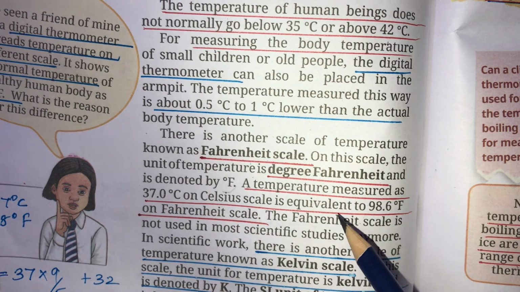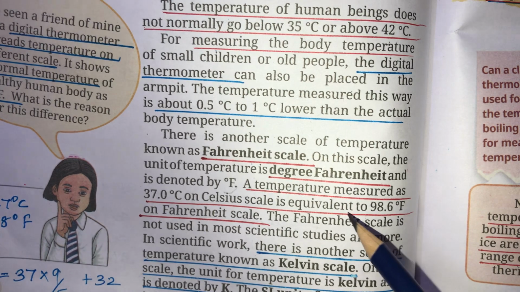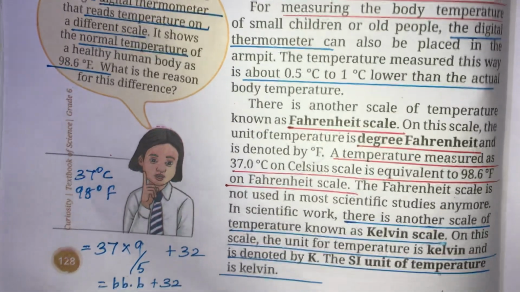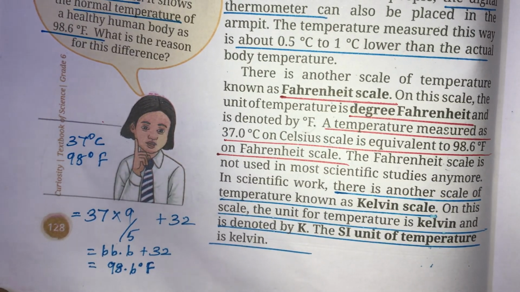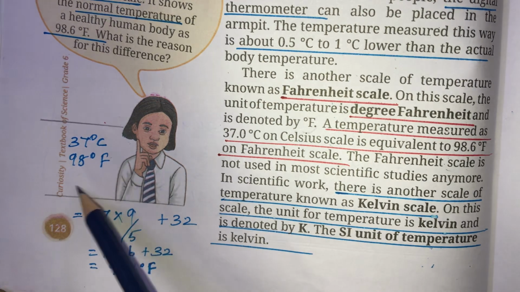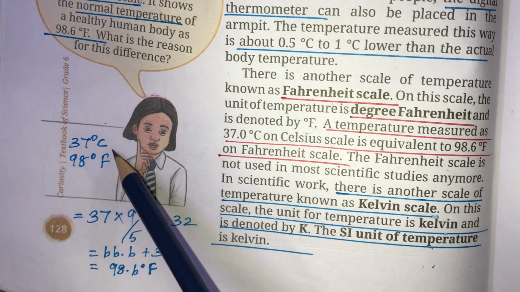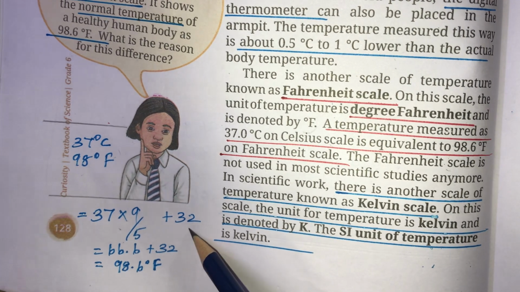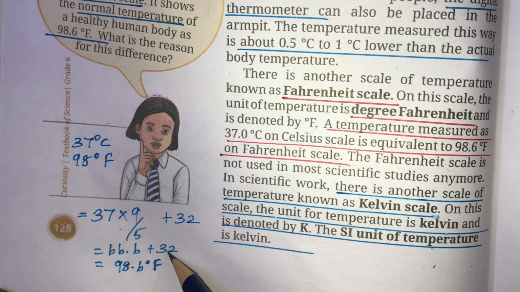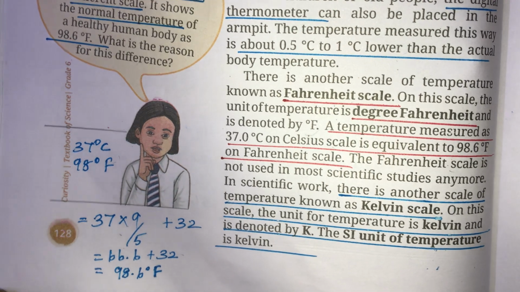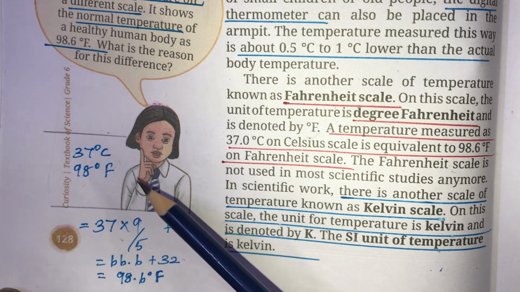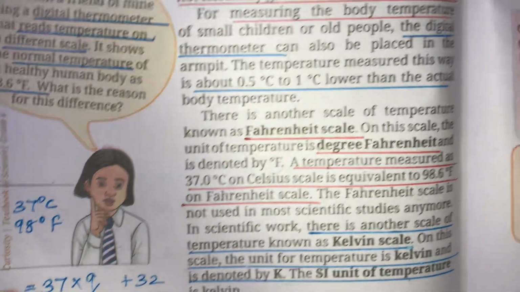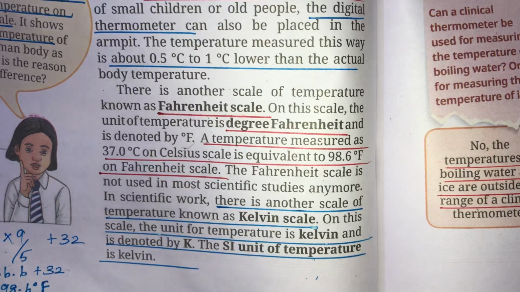Fahrenheit is another scale named after the scientist Fahrenheit. How to convert the Celsius scale into the Fahrenheit scale? For example, 37 degrees Celsius is 98.6 degrees Fahrenheit. 37 degrees Celsius multiplied by 9 by 5 plus 32: 66.6 plus 32, that is 98.6 Fahrenheit. The Celsius value multiplied by 9 by 5 and added to 32 will give you the Fahrenheit scale. The next one is the Kelvin scale.